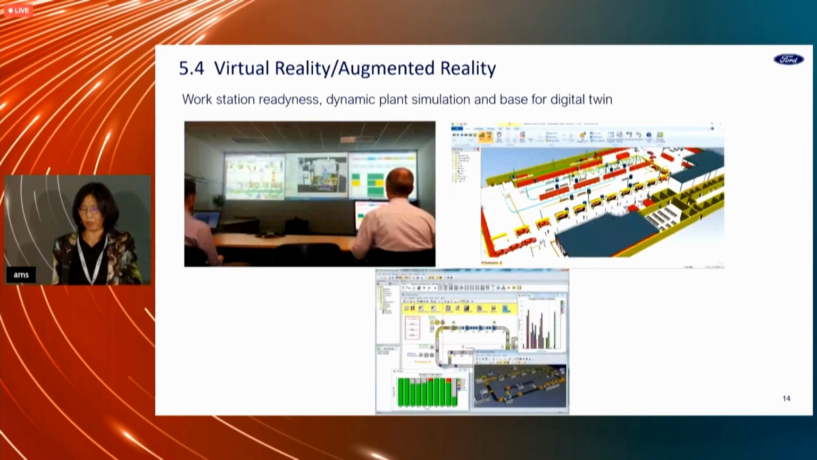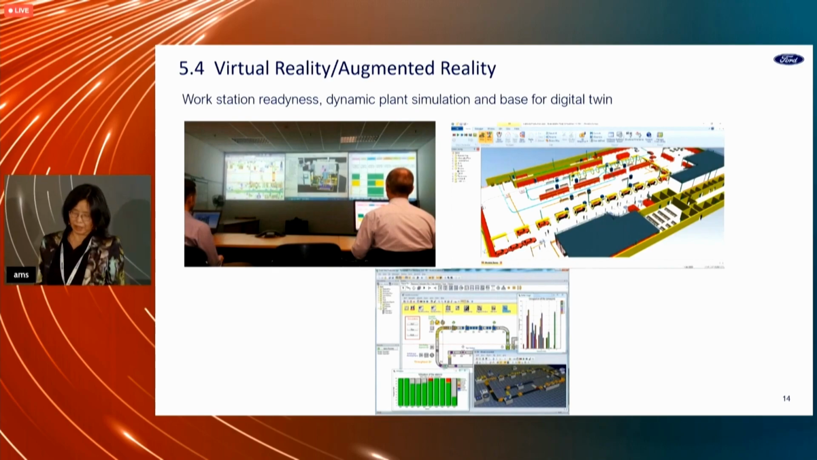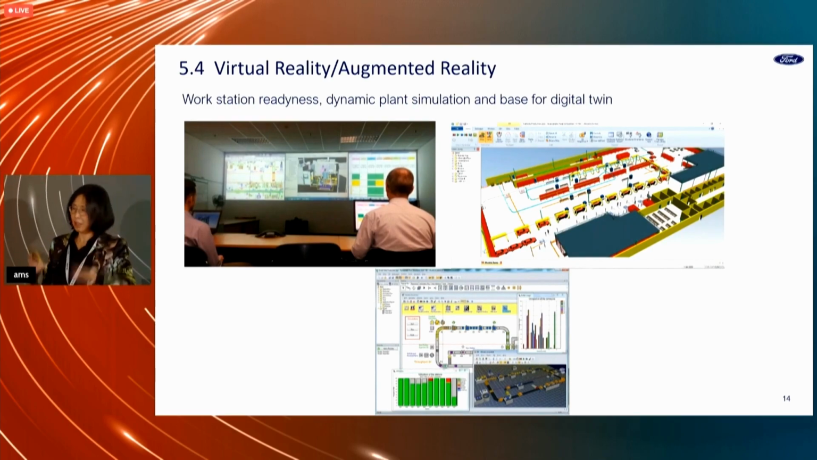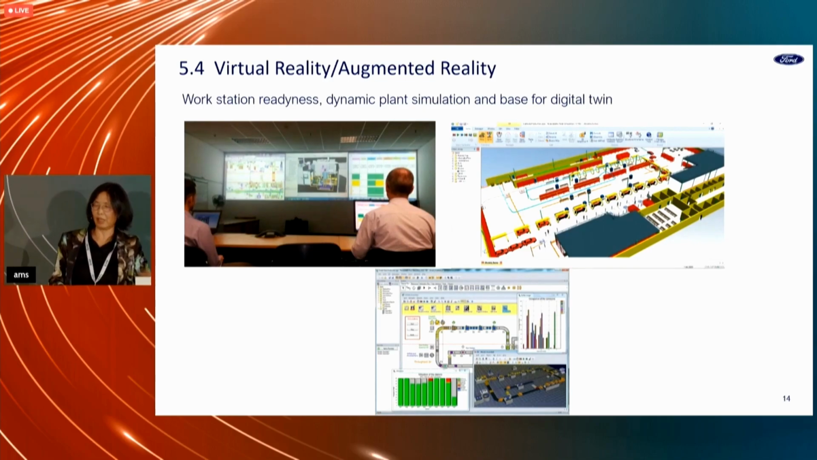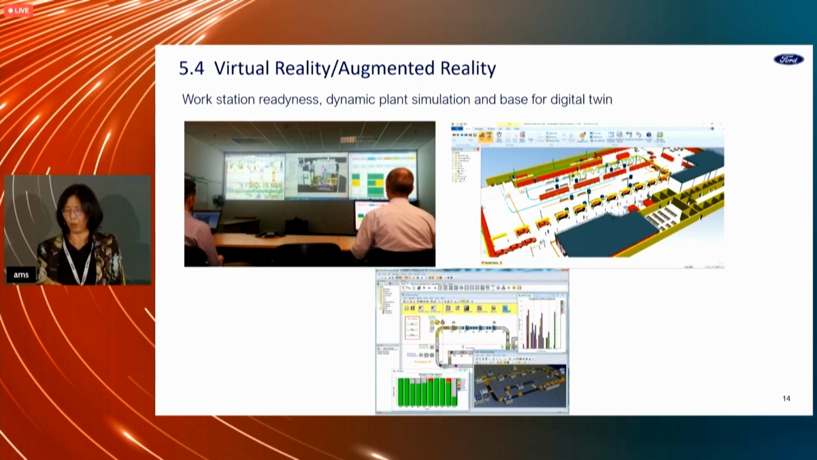And then also workstation readiness and dynamic plant simulation, where there is too much load, bottleneck analysis. That's all part of the digital twin.